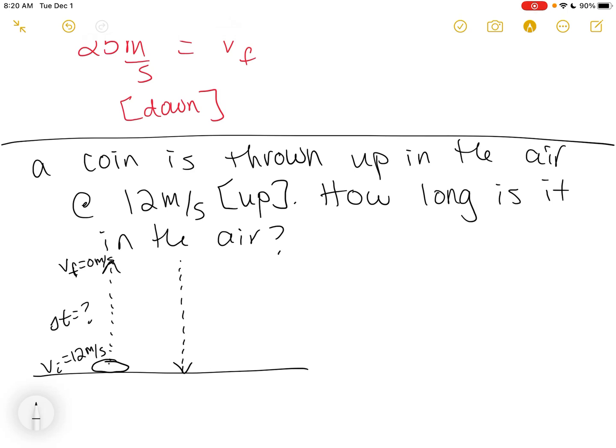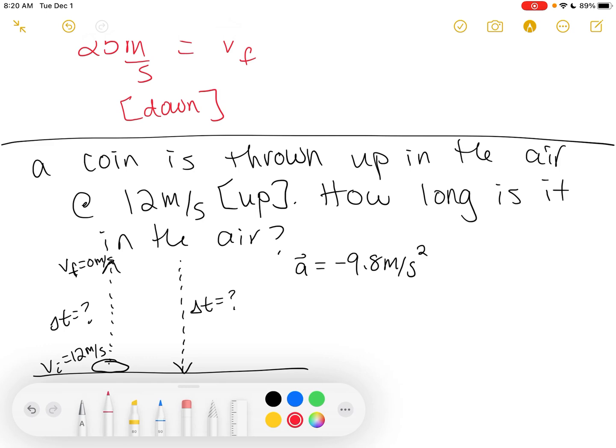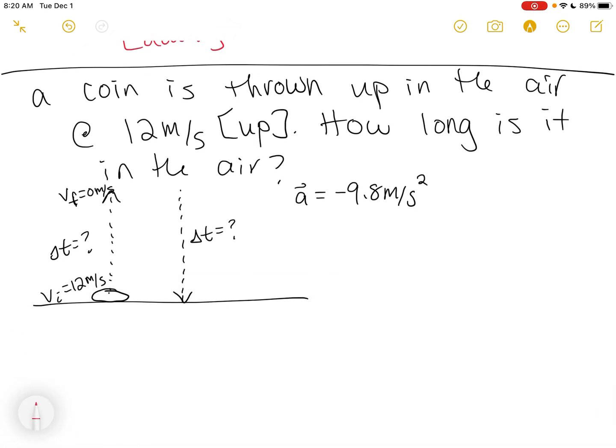And so I don't know how long it's going to be in the air for, but I do know that its delta T for its trip up and the trip down are going to be identical to each other because the coin is going to go up for a certain amount of time and then it's going to fall back down in the same amount of time. Okay, the other thing I know is that since the coin is moving up, my acceleration is negative 9.8 meters per second squared. So we're going to use our formula for acceleration.